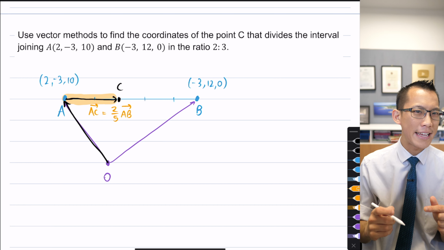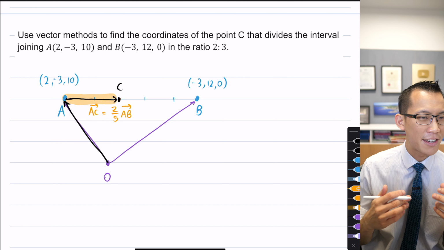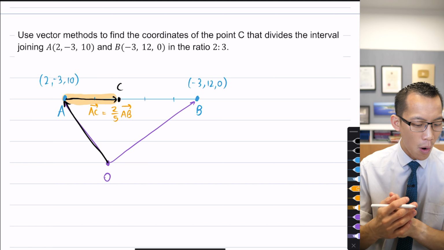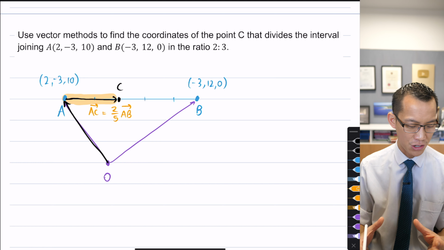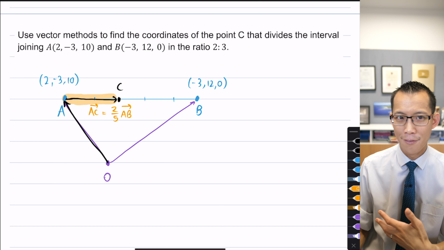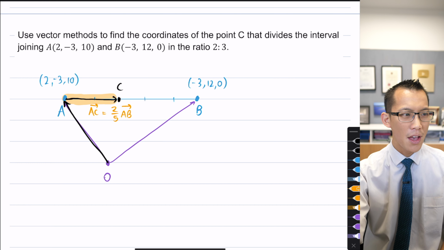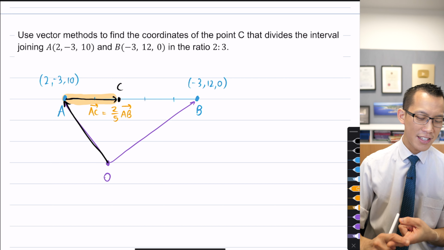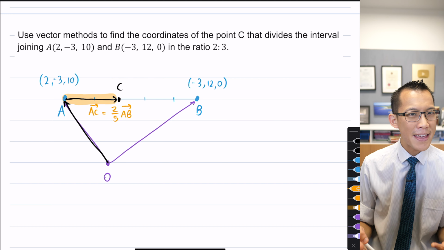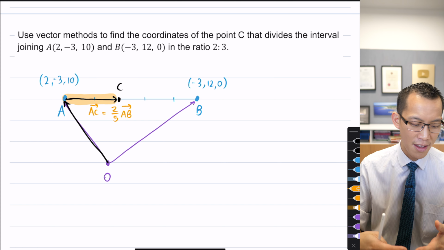Let's just pause right there. Do you see we've already done one of the things that was mentioned in that syllabus dot point? We're doing a scalar multiplication of vector AB by saying AC is a proportion of vector AB. So it's how much of it? It's 40% of it, 2/5. So really what I need to do here is work out what vector AB is, and then multiply it by 2/5 to get AC, and then I can combine that with OA.